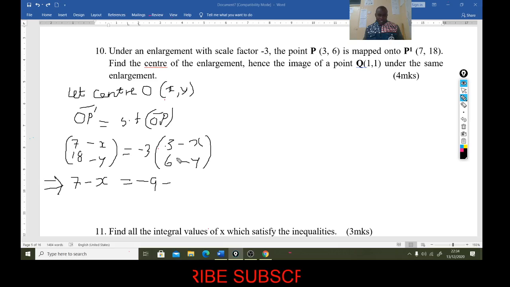-9, now it will become plus, because this is negative times negative, plus 3x. We put the like terms together. If I bring the 9 to the other side, 9 will be added. 7 plus 9 gives you 16. So 16 will be equal to, if I take this to the other side it will be added, 4x. If I divide by 4, x equals 16 divided by 4, which is equal to 4.